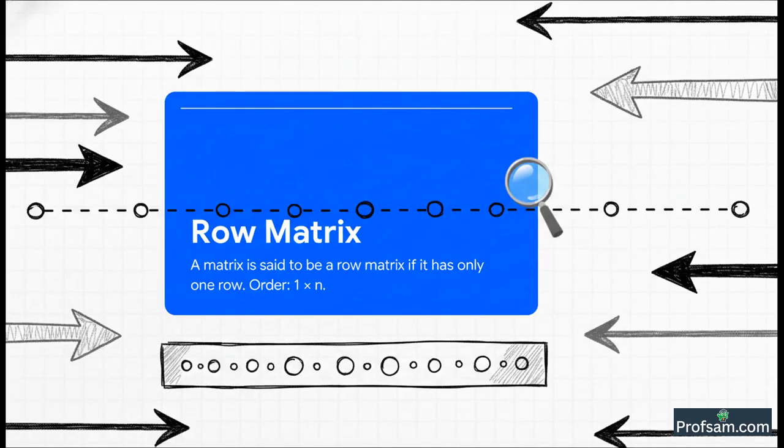Okay, so what's the total opposite of a column matrix? A row matrix. And you guessed it, a row matrix has only one single row. Its order is 1 by n, so it can have n number of columns. It can be really wide, but it will always be just one row tall.